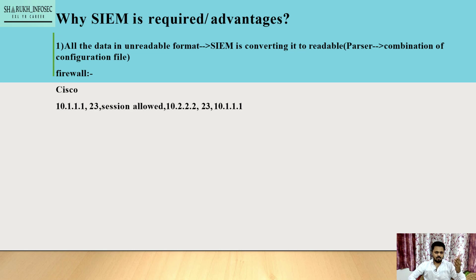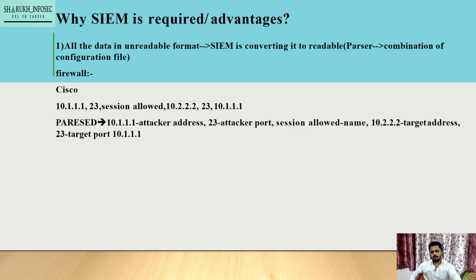So previously how the logs of a Cisco firewall look like, you can see on my screen. There is some IP, there is some port, some name, again IP, port, name. You are not able to determine which is the attacker IP, which is the source IP. So SIEM to your help. SIEM is parsing the information, and that's what we are receiving. The IP, this belongs to attacker address, this is the attacker port, session allowed, this is the name, basically the target address. So that's how things are getting defined. This is what is being done by the parser.